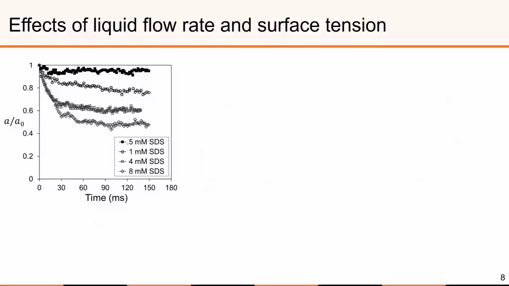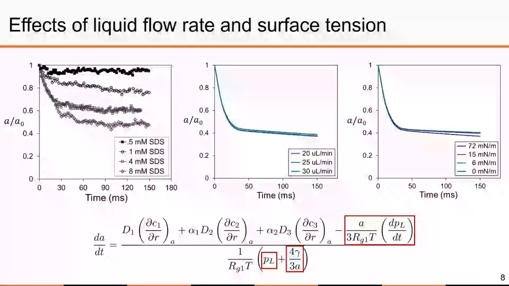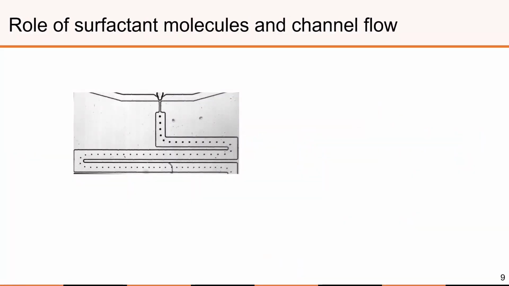Now that we confirmed the gas exchange idea as the main mechanism, we next try to explain the surfactant concentration dependence of the equilibrium radii. In the model, we have two additional parameters, the liquid pressure and surface tension. However, it appears from the graphs that changes in both the liquid flow rate and the surface tension do not influence the equilibrium size. As the model parameters cannot directly explain the concentration dependence, we need to come back to the experiments to double-check the details of how the experiments are set up in the beginning.